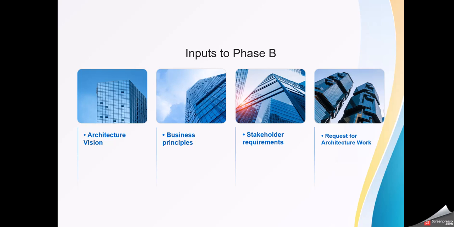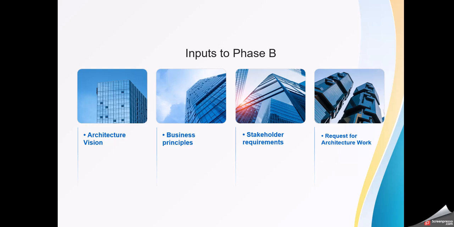So what are the inputs? You will be getting inputs from the architecture vision. You will get the architecture vision from your architecture vision phase. Then the business principles, which have already been derived in the architecture vision, so you will get those as input here. Then the stakeholder requirements.